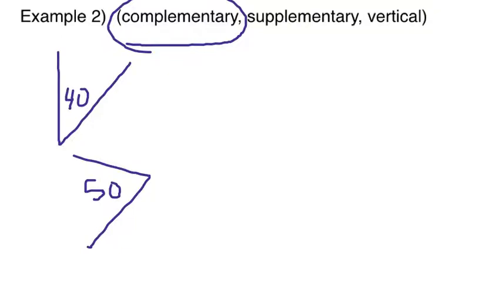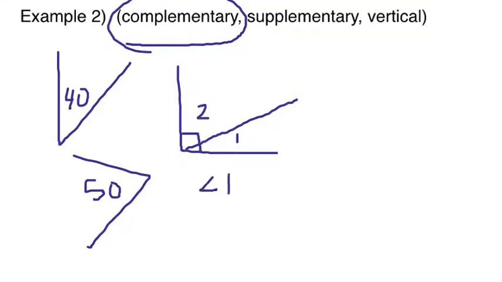Typically, that also would look like a right angle divided up into two other angles. So there's another example of two complementary angles. So angle 1 is complementary to angle 2 in this picture.